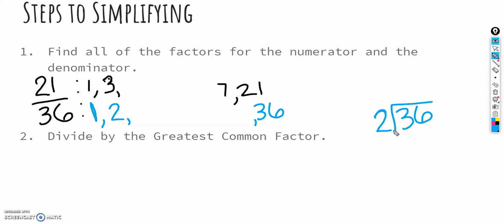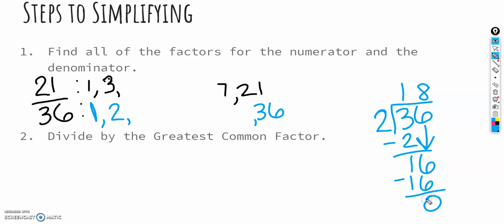Okay, so 2 goes into 3 one time. I subtract. I bring down my 6. 2 goes into 16 8 times. 8 times 2 is 16, and I get 0. If I have this remainder of 0, that means this worked perfectly. So that means I'm going to do 2, which I already wrote, times 18.